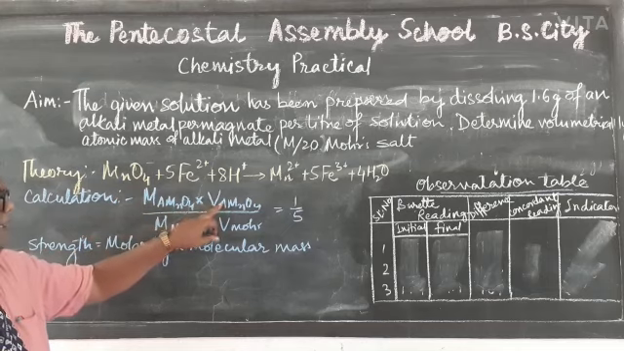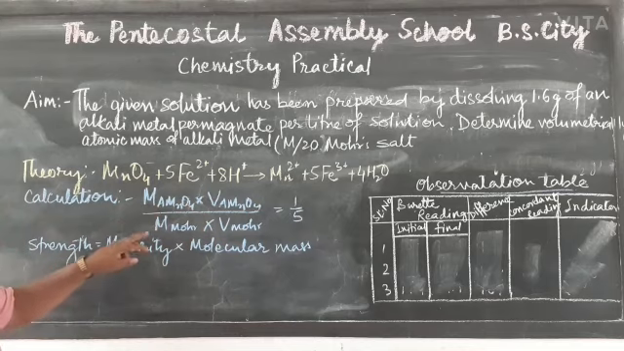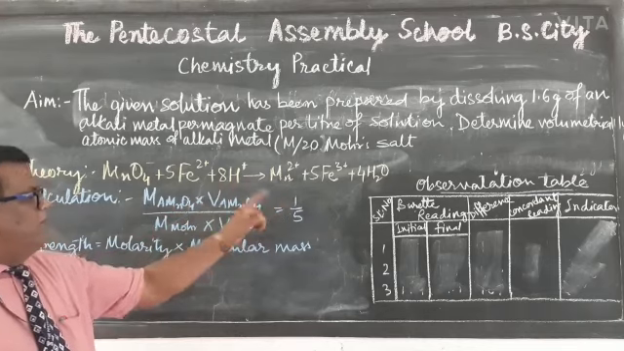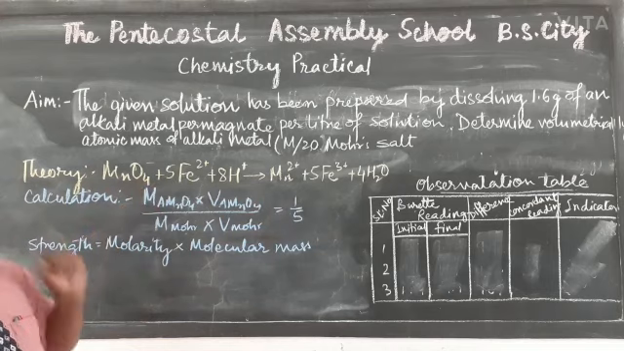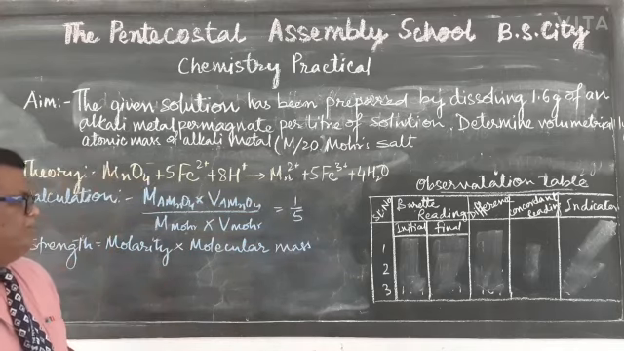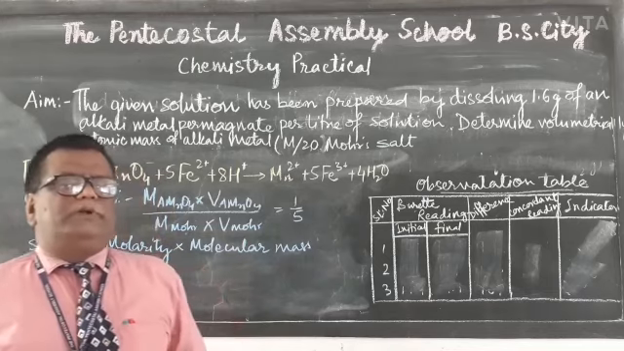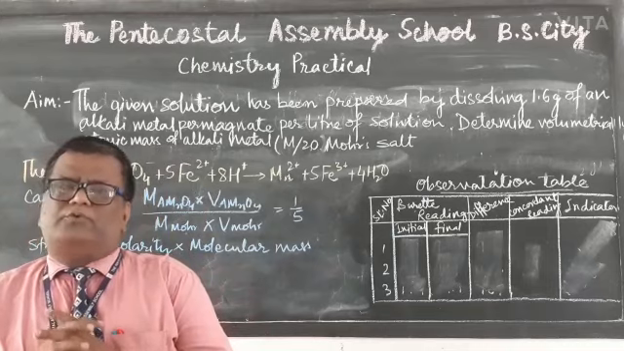MAMnO4 into VAMnO4, we do not know which element A is. M Mohr into V Mohr is equal to 1/5, because 1 mole of AMnO4 reacts with 5 moles of Mohr salt. So I think there should be no doubt regarding the theory and what we have to do.